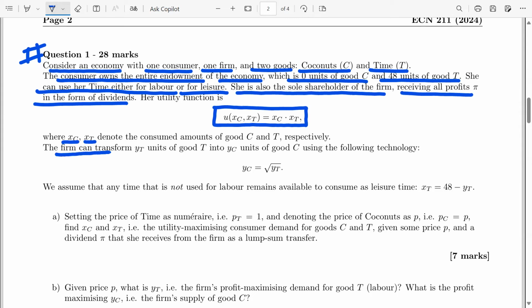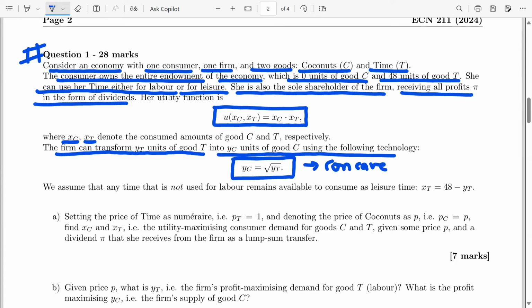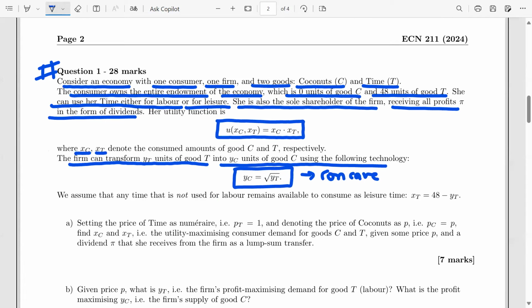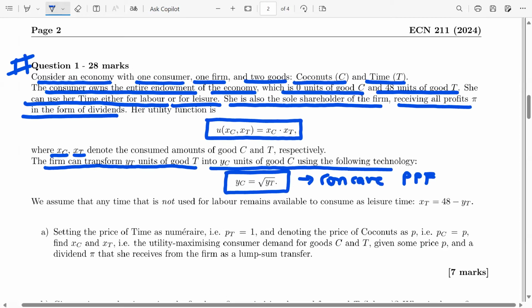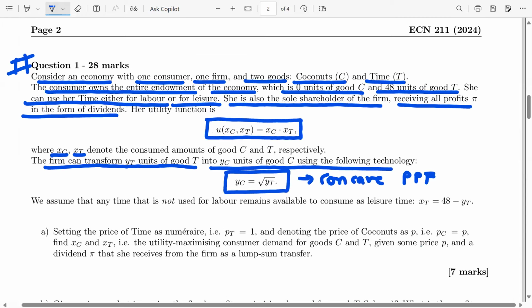xc denotes the amount of coconuts consumed and xt denotes the amount of time consumed. The firm can transform yt units of good t into yc units of good c using the following technology. We are given a concave production possibility frontier, PPF, which shows the trade-off between yc and yt. yc is the production of coconuts. yt is the amount of time.